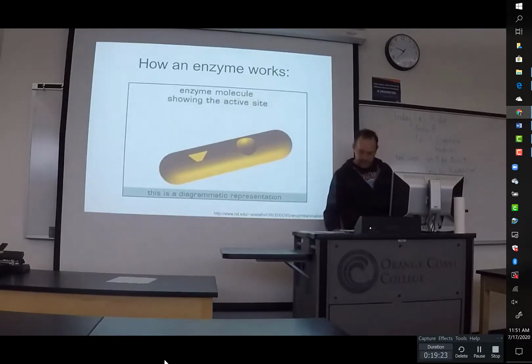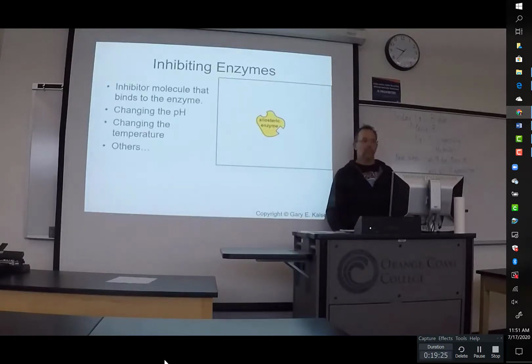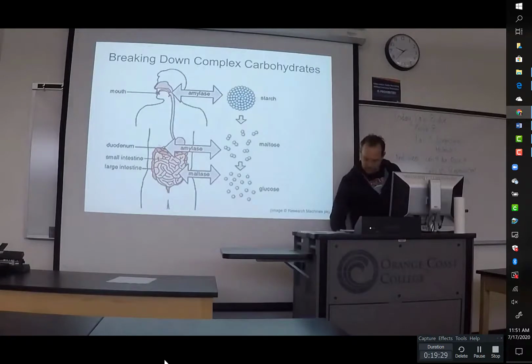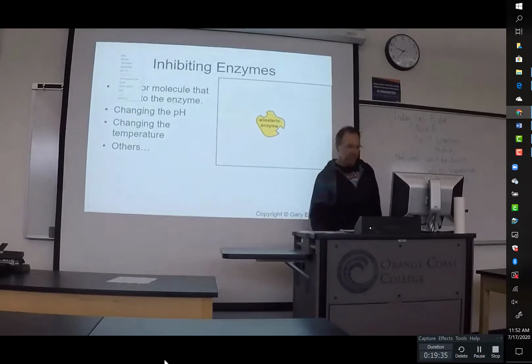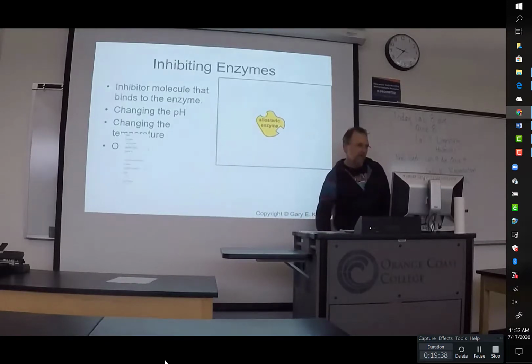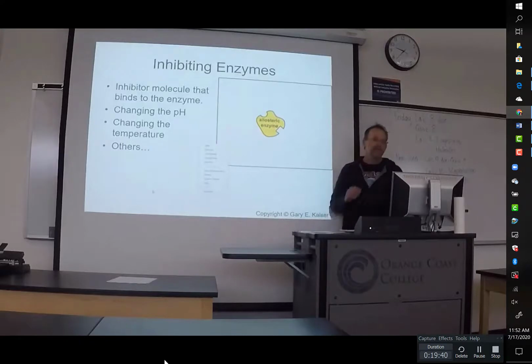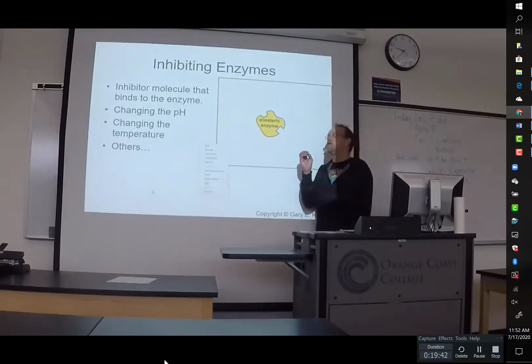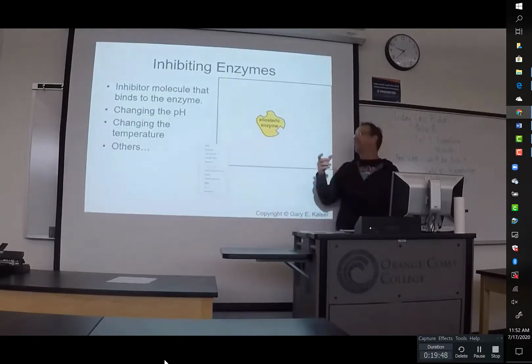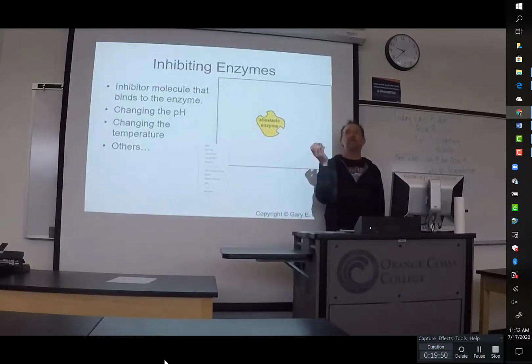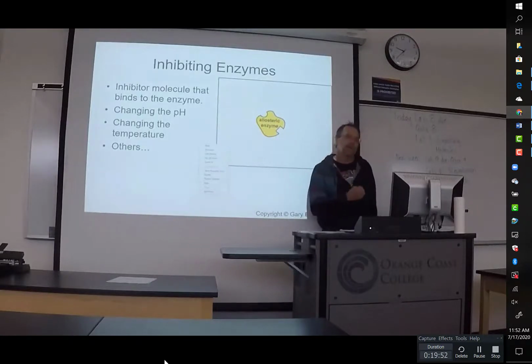All right, this next slide shows a little bit more on inhibiting. Let me go ahead and pause it one more time. So in terms of inhibiting enzymes, things that can inhibit enzymes are anything that can either bind to the active site, preventing your target molecule or your substrate from coming in, or anything that actually changes the structure of your enzyme as well.